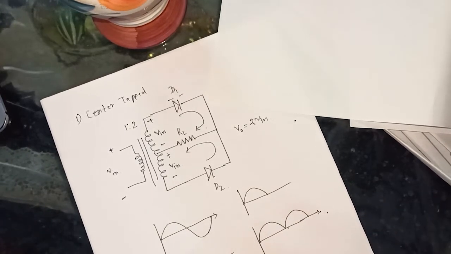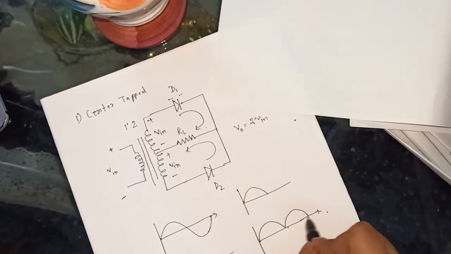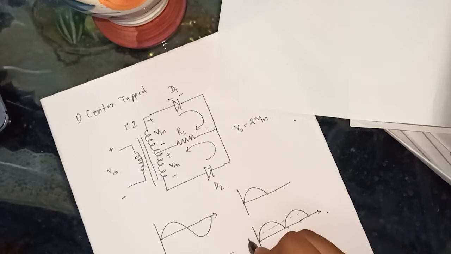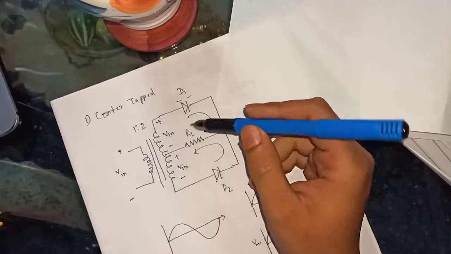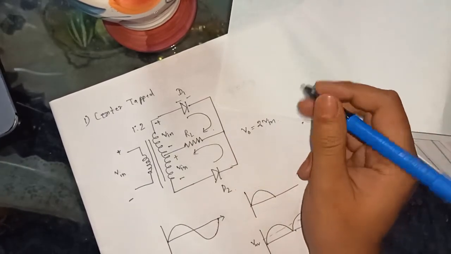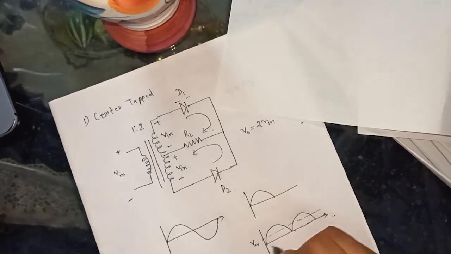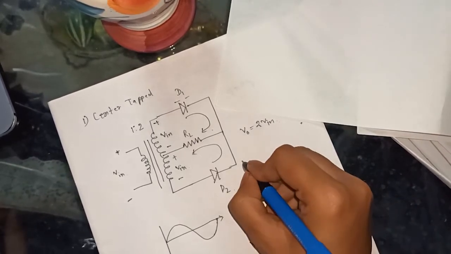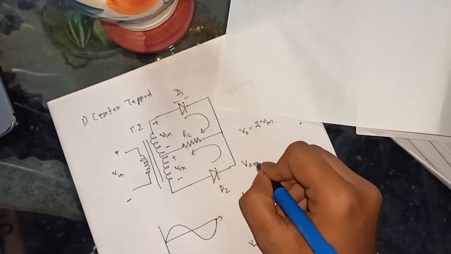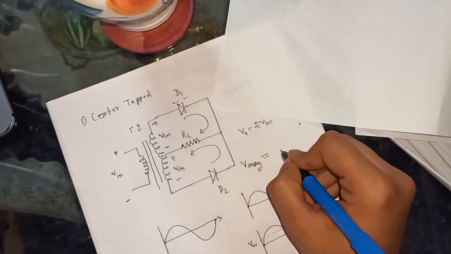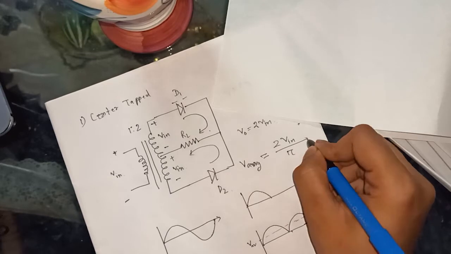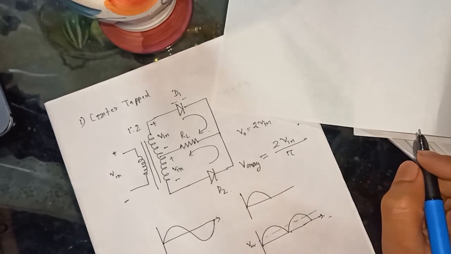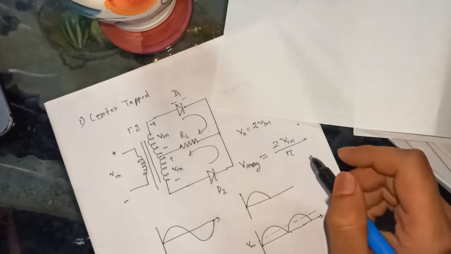So the average voltage, V average, for the output will appear here. Here we assume D1 and D2 are ideal, so the average output voltage, V average, is equal to twice V in divided by pi. So we can get the average value with this equation.